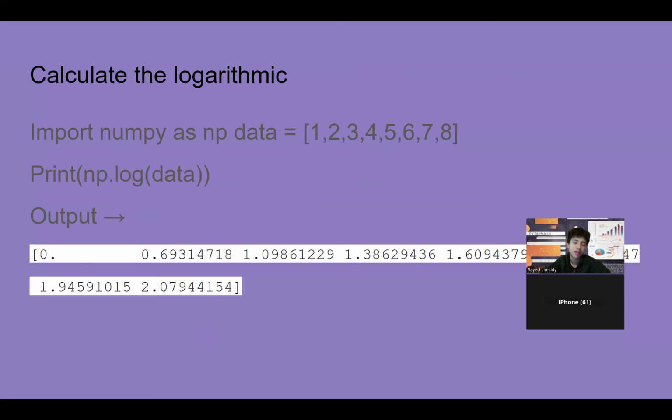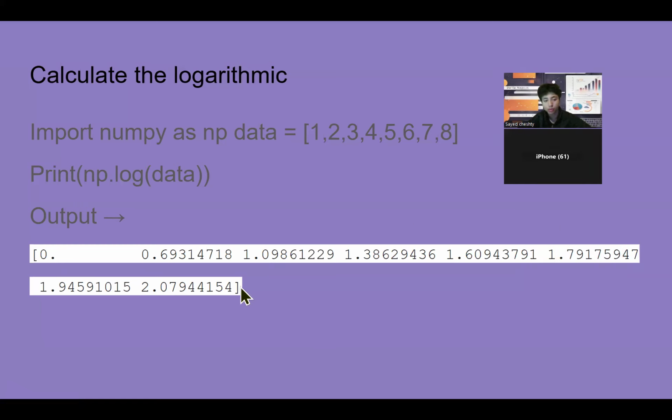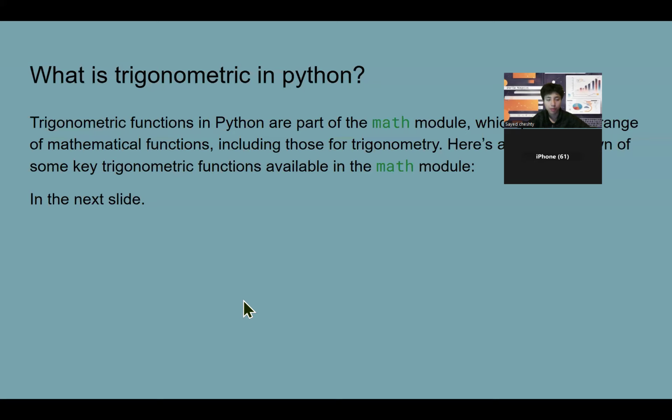So how can we calculate it? We import numpy as np, data equals 1, 2, 3, 4, 5, 6, 7, 8. Now we print np.log(data). The output will be 0, 0.69, 1.09. We don't need to go too deep. Nobody really knows how to calculate this in their own mind. The computer mostly knows how to do it, but that's how it works.